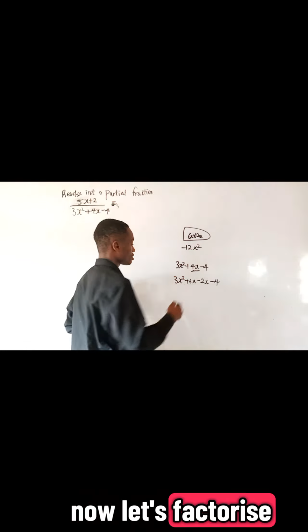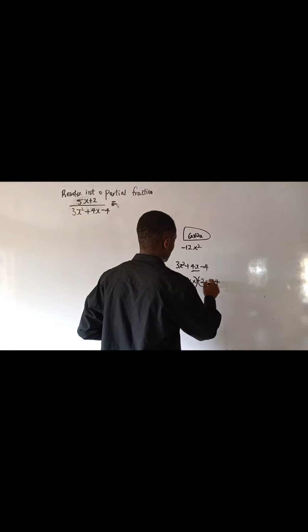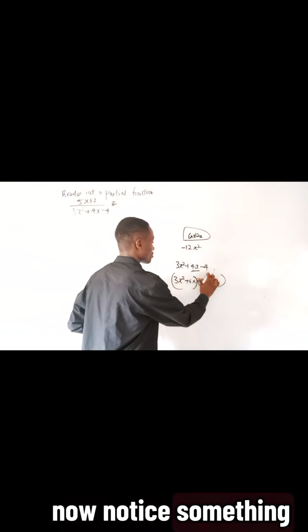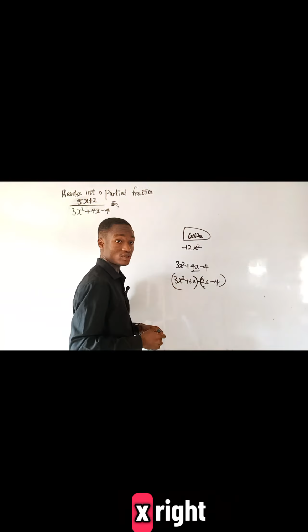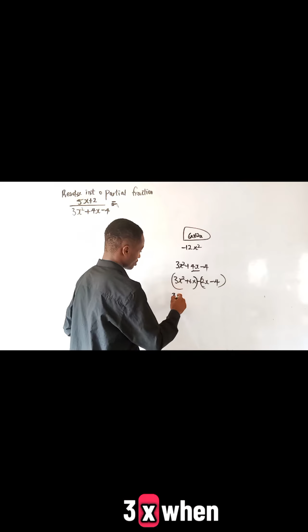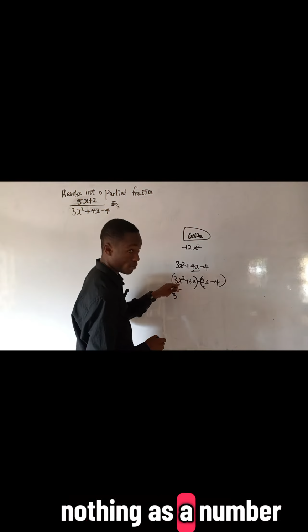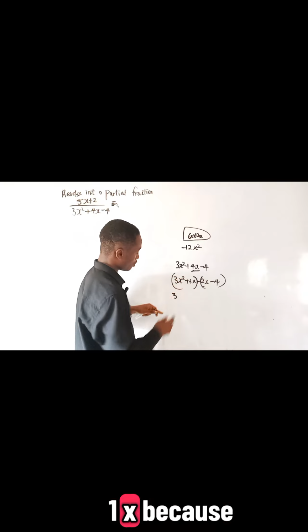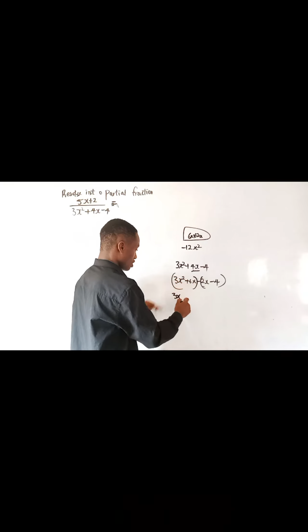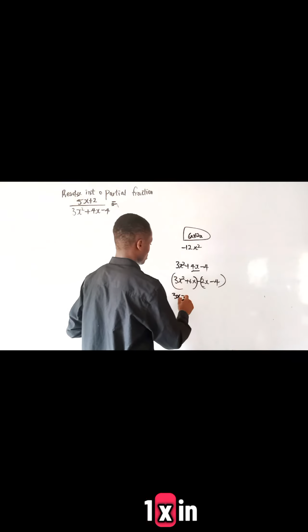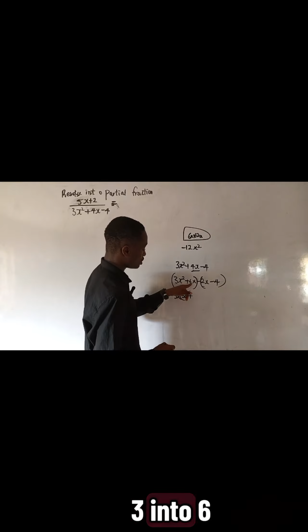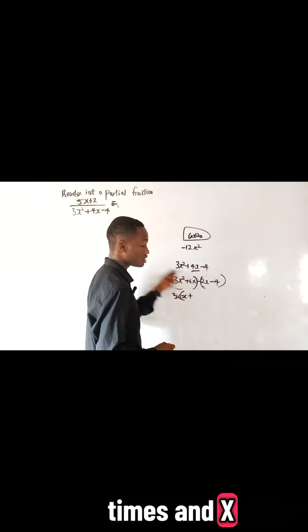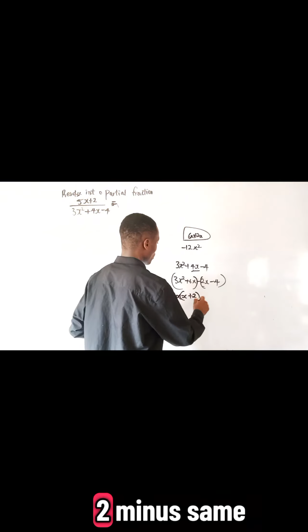Now let's factorize. Notice something. What is common to these two terms? 3x, right? So I'll bring out 3x. When I bring out 3, I'm left with nothing as a number. I just remove one x because they have x in common. So I'll be left with just x in brackets, plus what? 3 into 6 is 2, and x is already out. So we have 2.